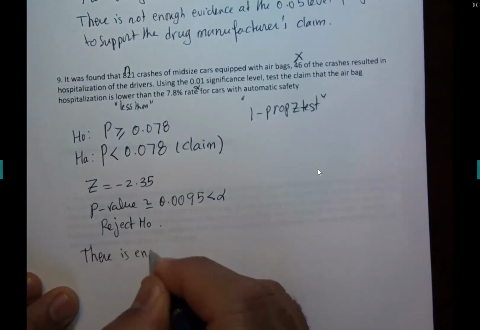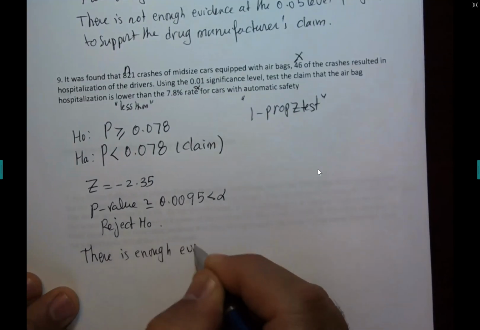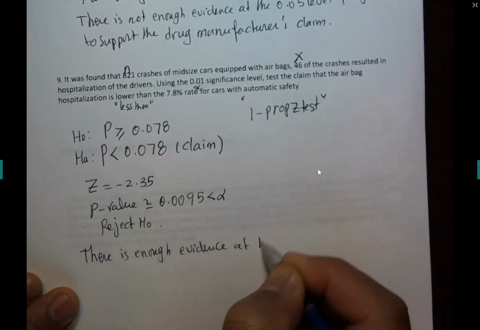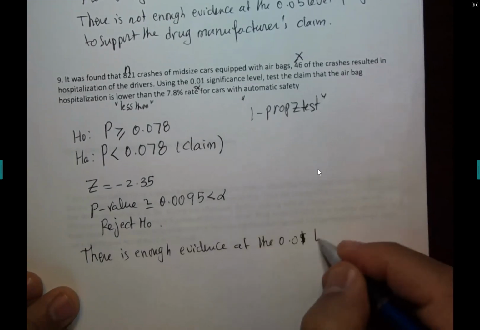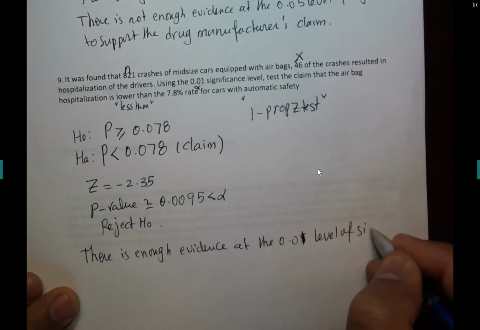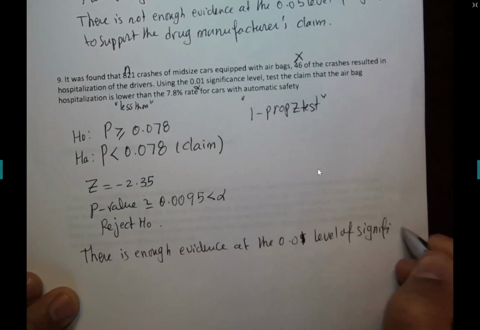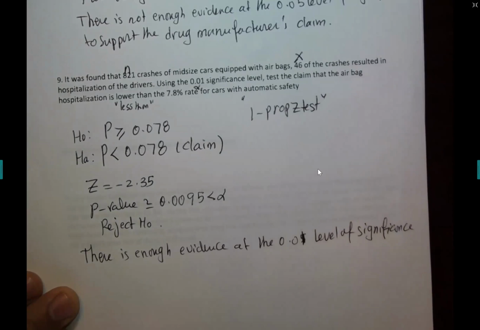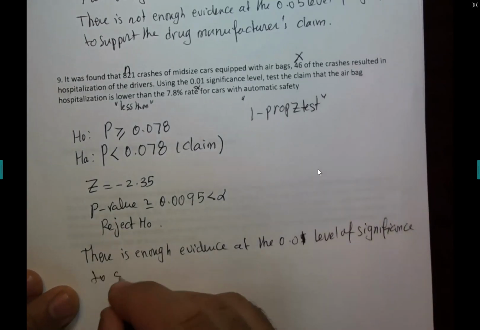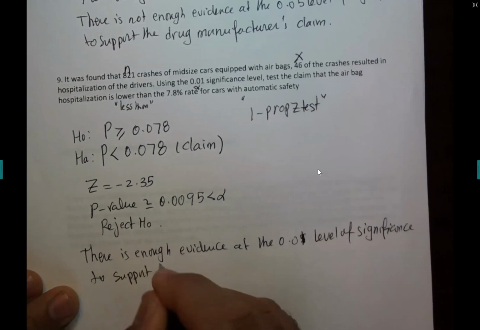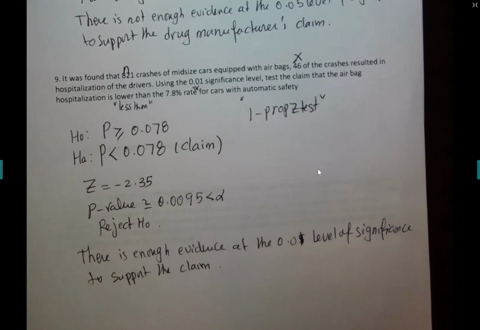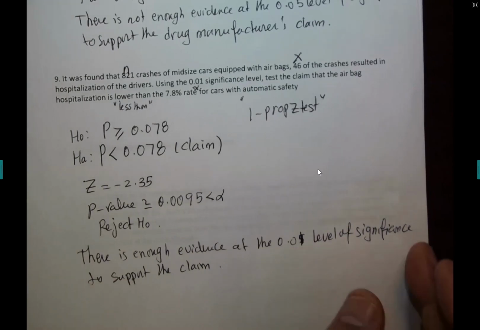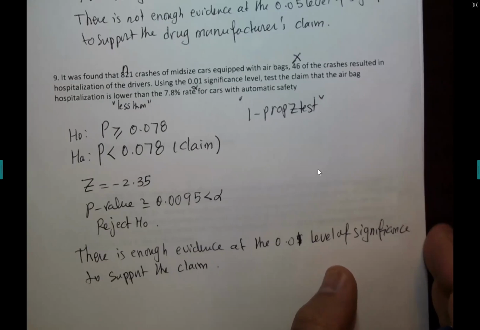There is enough evidence at the 0.01 level of significance. The level of significance, guys, is the maximum allowable probability of making a type 1 error, to support the claim. So we can support the claim. The claim is valid that the airbag hospitalization rate is lower than the 7.8% rate.